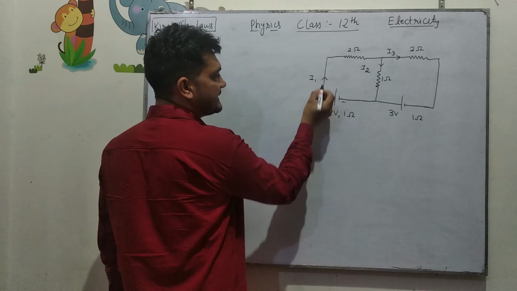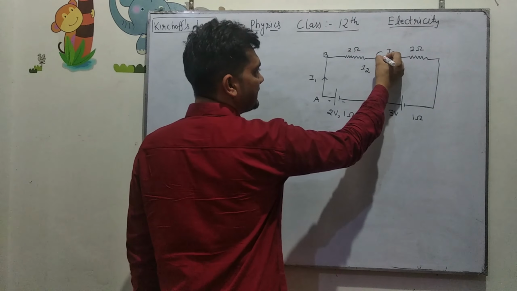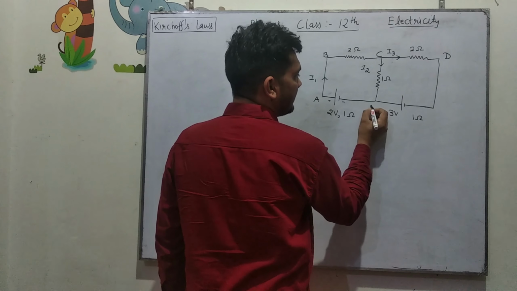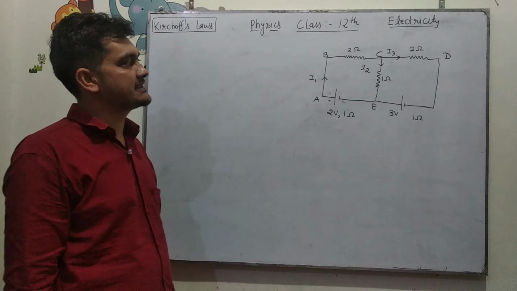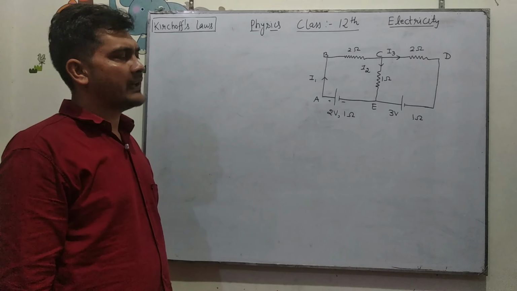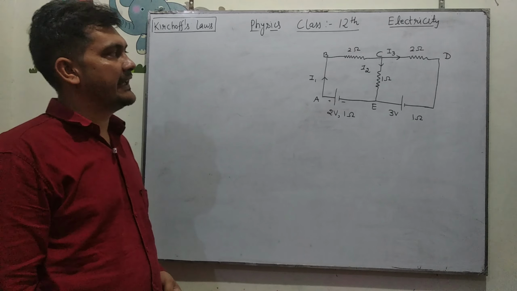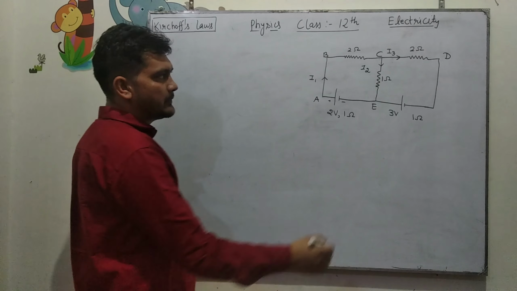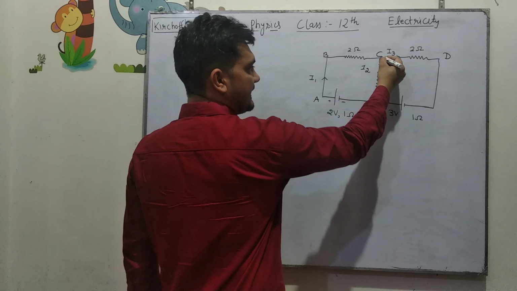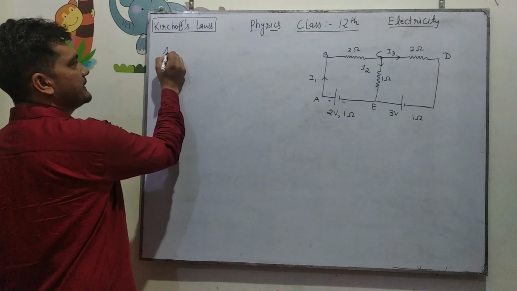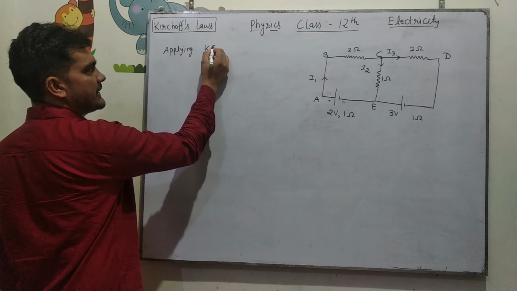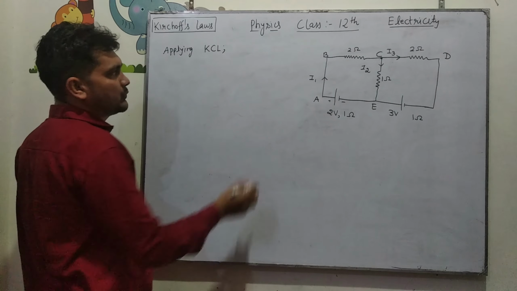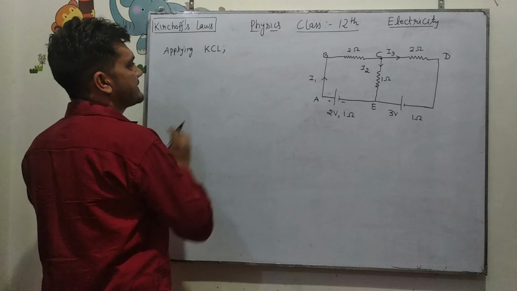Now let us denote these points. Say this is A, this is B, this is C, this is D, this is E. These are the junctions and a few important points in the circuit. Now to find out currents I1, I2 and I3, first of all I am applying Kirchhoff's current law, the junction law, at junction C.